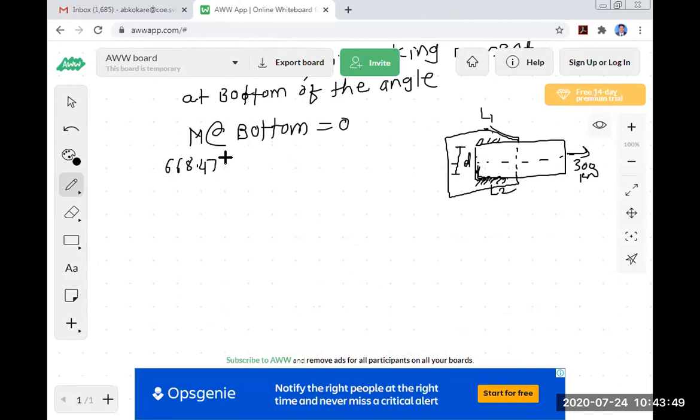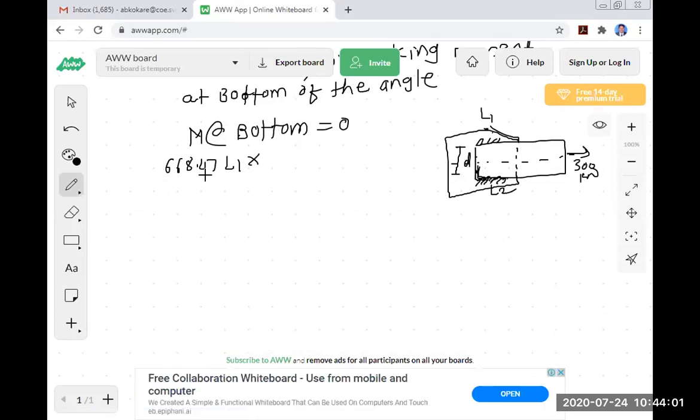668.47. L1 is the force into perpendicular distance. We are taking moment at L2. So this is the force, 668.47 L1, into the distance. Now how much distance is here? This is D.